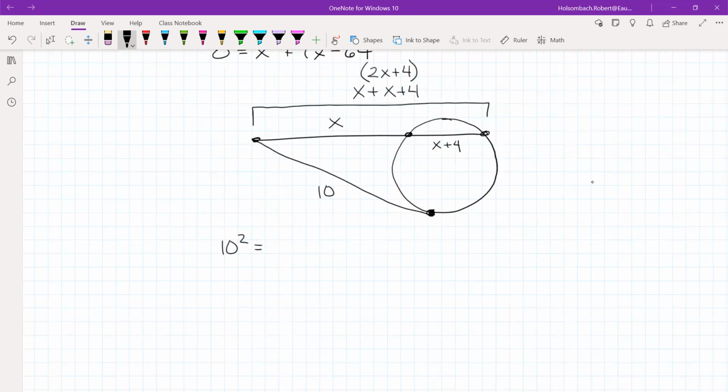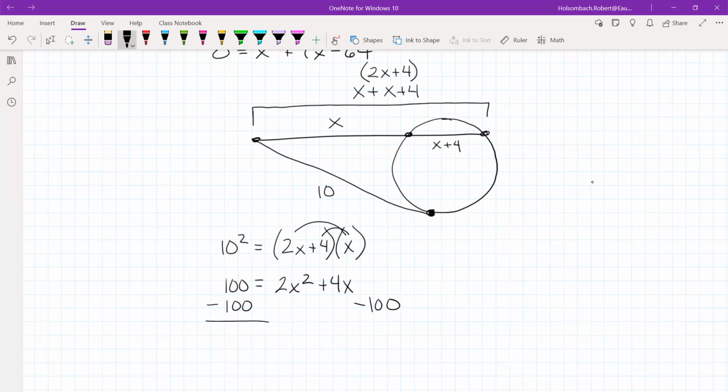equals the entire secant, which is the 2x plus 4, times the secant segment, which is x. So 100 equals 2x times x is 2x squared, and 4 times x is positive 4x. So subtract 100, and 0 equals 2x squared plus 4x minus 100.